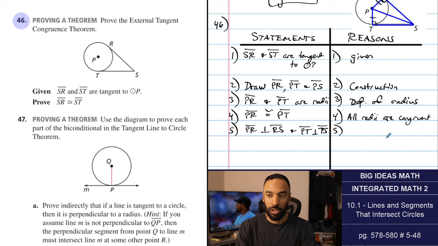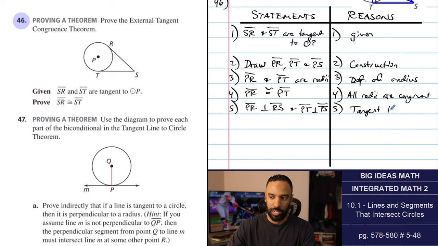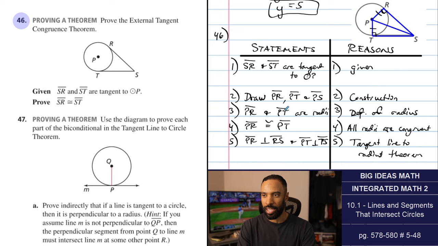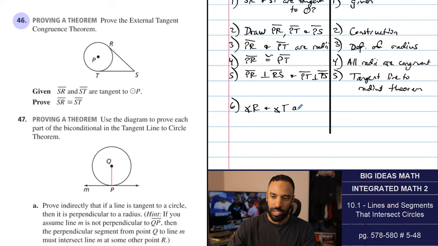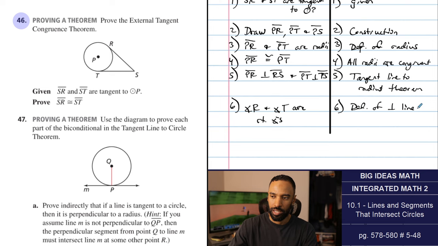I forgot what it was called. Tangent line to radius theorem. I forget what it was called. I'm going to say that. Tangent line to radius theorem. Sorry if that's wrong. It's the one that I said out loud before. If they're perpendicular, then they make right angles. Yeah, there's a lot I have to write here. Sorry, this is the part that I hate about proofs. So angle R and T are right angles. Angle R and angle T are right angles by definition of right angles, or of perpendicular lines, I should say. Perpendicular lines make right angles.